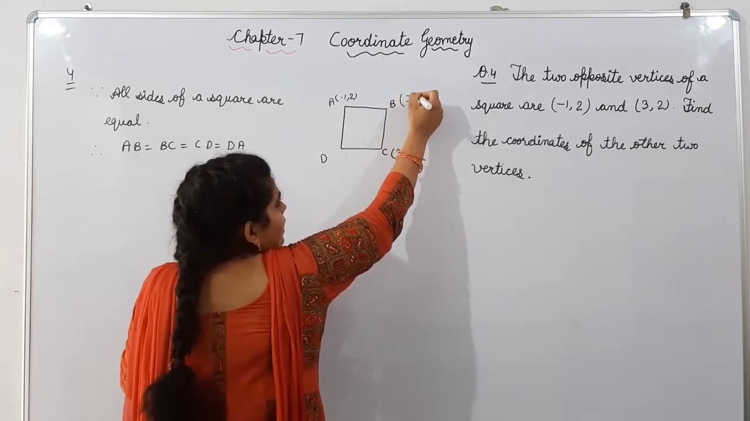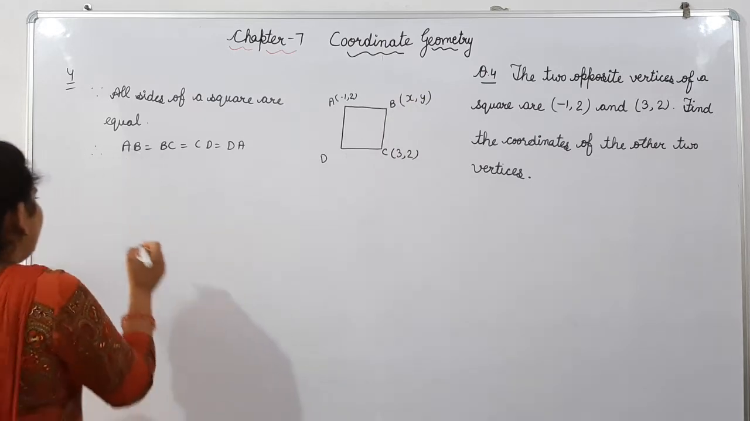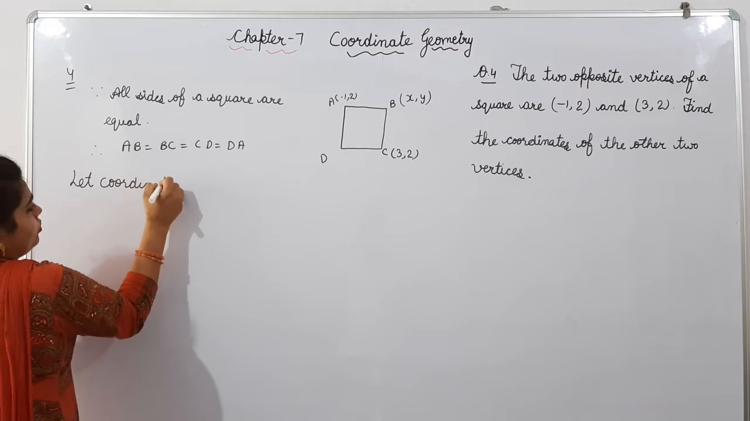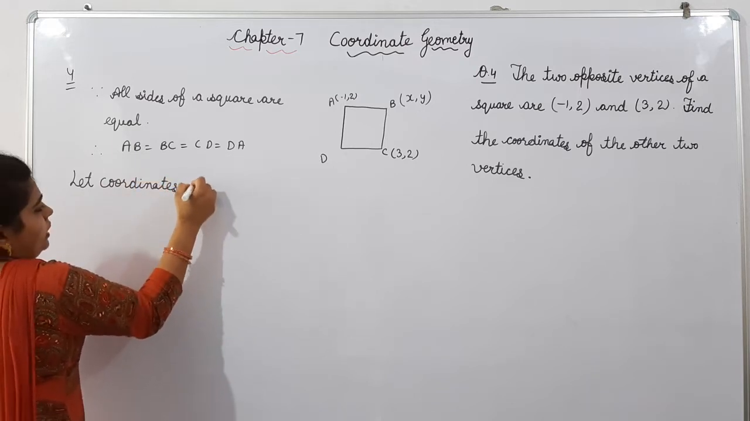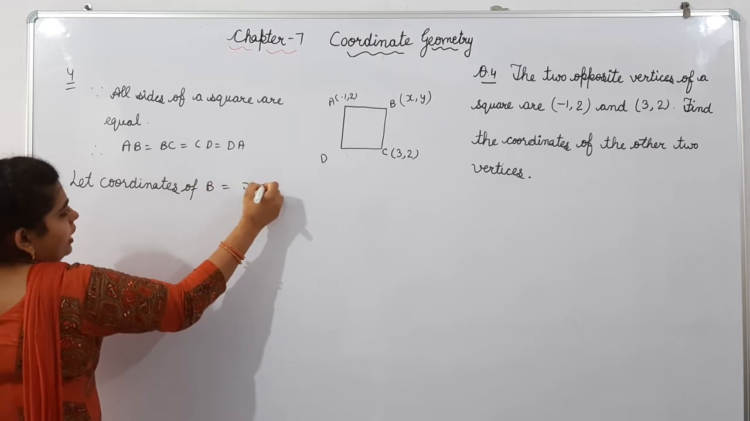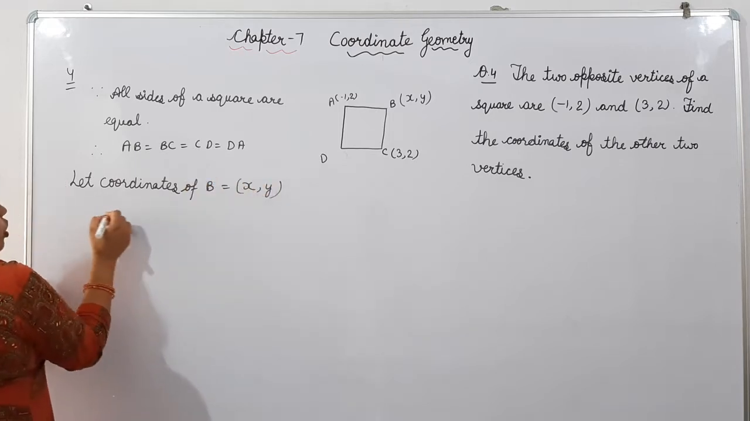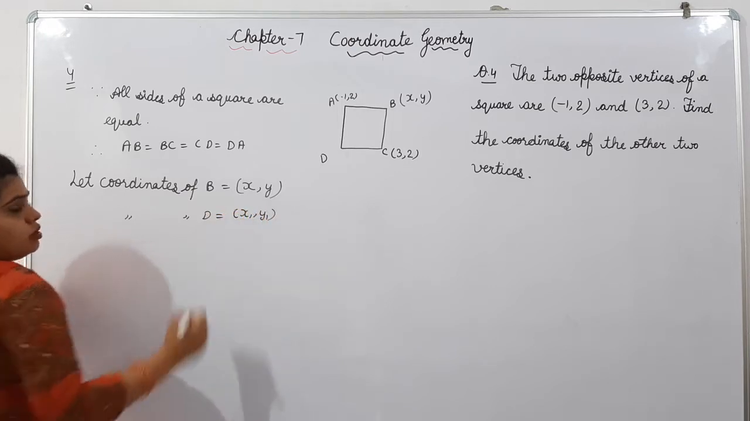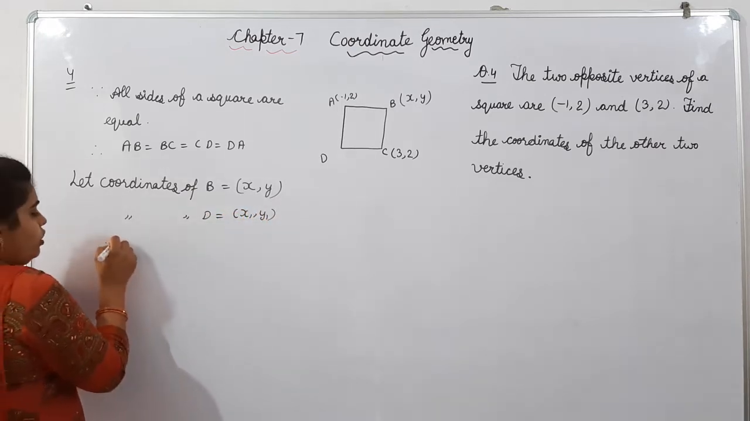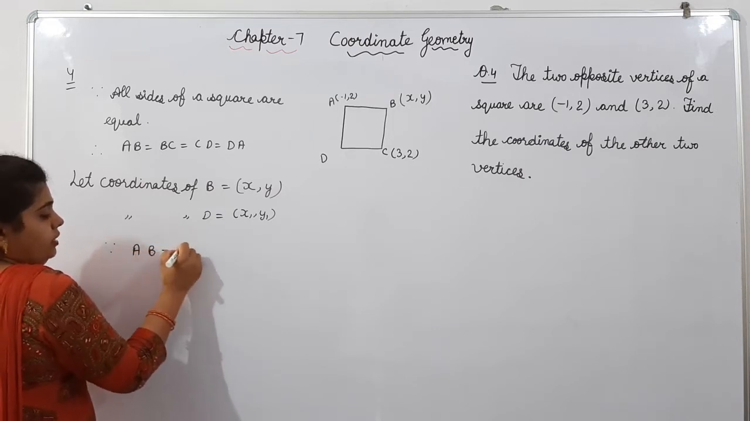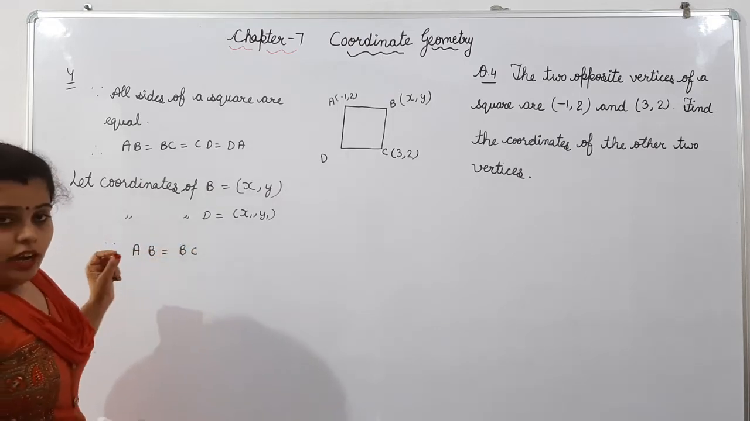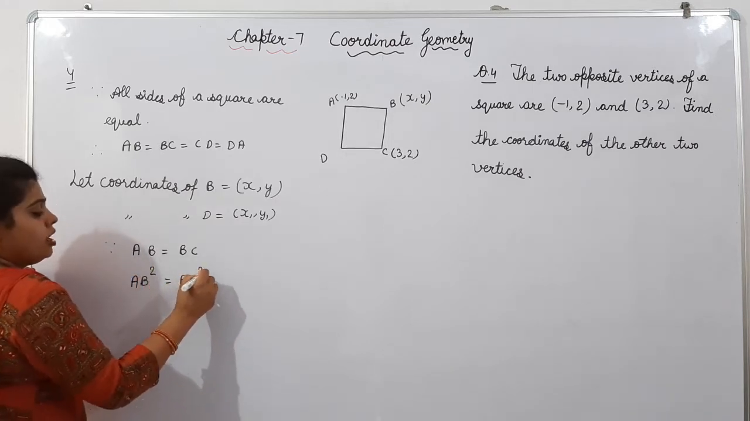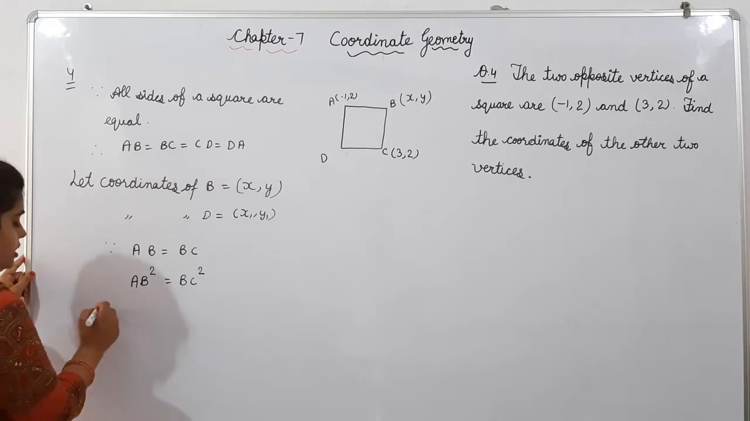Let coordinates of B are x, y and coordinates of D are x1, y1. So, from here what we will do, because AB is equal to BC. If AB is equal to BC, then AB square will equal to BC square. How we will find? We will use distance formula.